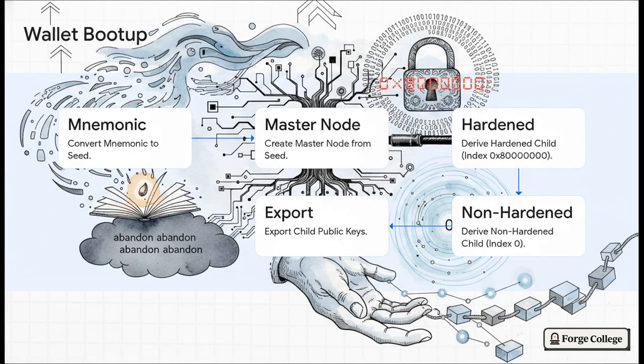Let's quickly talk through the pseudocode logic of how a wallet actually boots up. Step 1, you convert your mnemonic phrase to a seed. And yes, pretty much every developer tests this using the infamous abandon mnemonic phrase, which, for sure, you should obviously never use for real funds. Step 2, we create the master node from that seed. Step 3, we derive a hardened child using that massive 2 billion index number. Step 4, we derive a non-hardened child using index 0. And finally, Step 5, we export those child public keys so we can actually interact with the blockchain. It's just a perfectly reproducible machine.